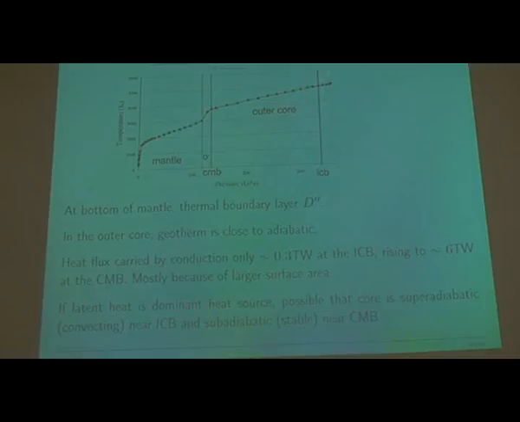As you get up here, it becomes less and less clear what's going on because more and more heat can be carried by conduction. So it depends rather critically on what the heat budget for the core is. It's entirely possible that this could be stably stratified, that all the heat could actually be carried by conduction, but it's almost impossible for that to be happening down there.